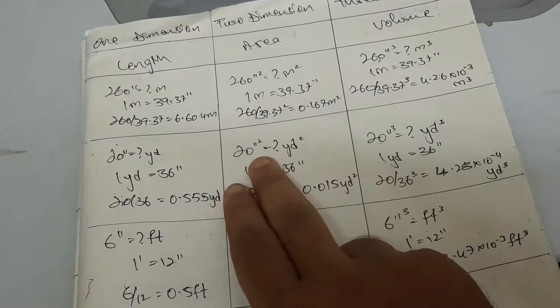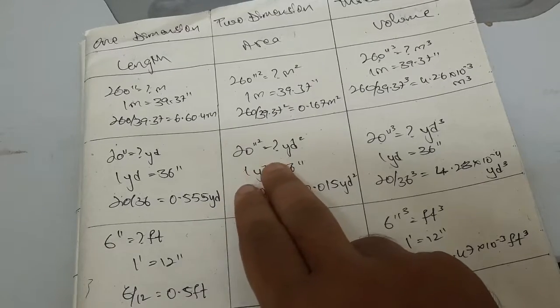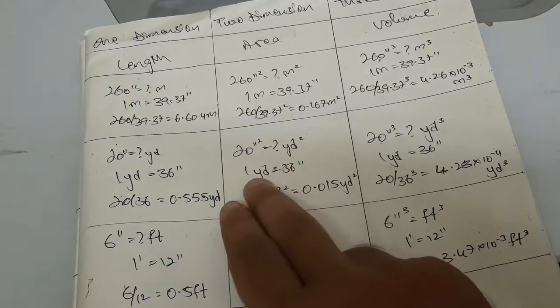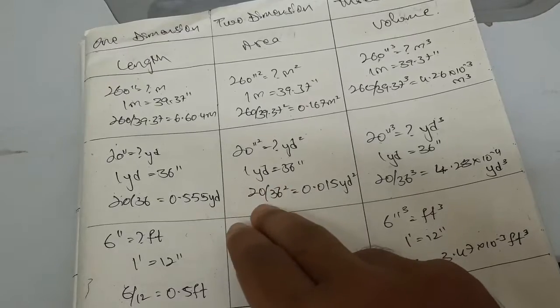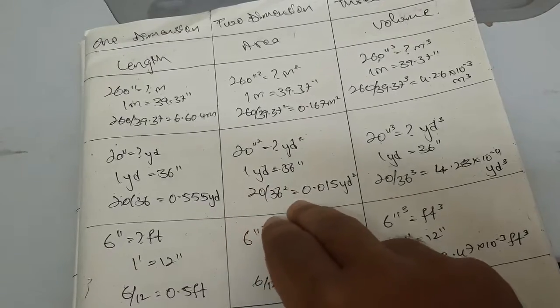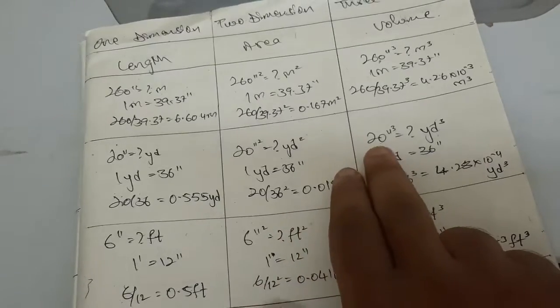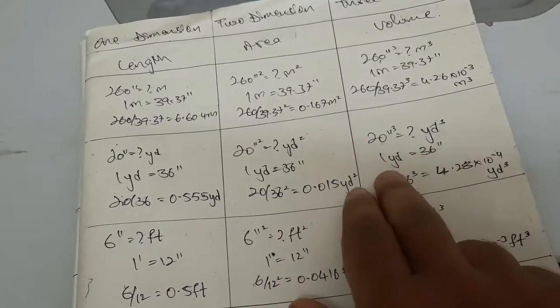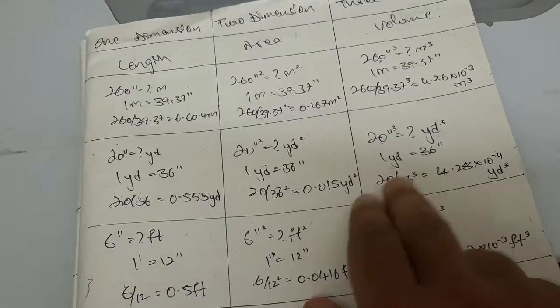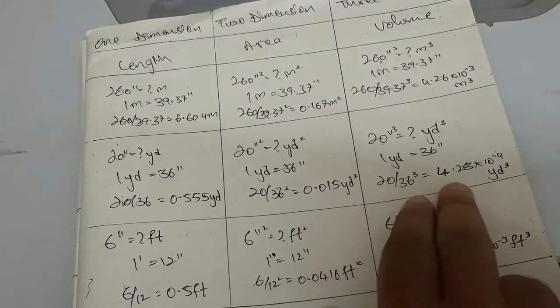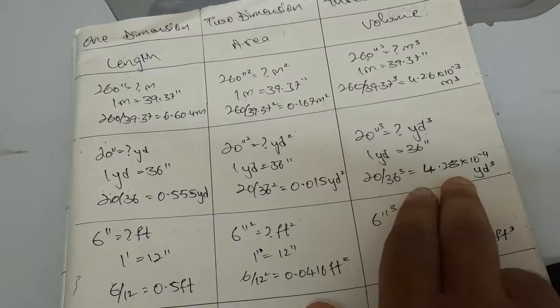Coming to our second dimension, we have 20 inch square is equal to how many yard square? Since 1 yard is equal to 36 inches, 20 divided by 36 square gives us 0.015 yard square. 20 inch cube is equal to how many yard cube? Since 1 yard is equal to 36 inches, 20 divided by 36 cube gives us 4.28 into 10 to the power of minus 4 yard cube.